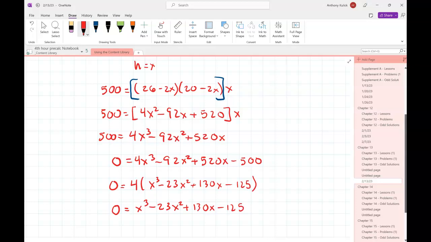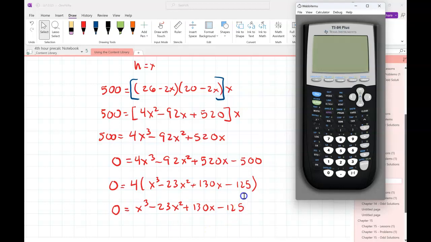But I'm not really left with anything that's any easier to factor now, am I? I still have 4 terms there. Do we know how to factor something that looks like that? Nope. What are we going to do? Turn to a graphical method with our calculator. That's right. So we're going to go ahead and graph the function x cubed minus 23x squared plus 130x minus 125.